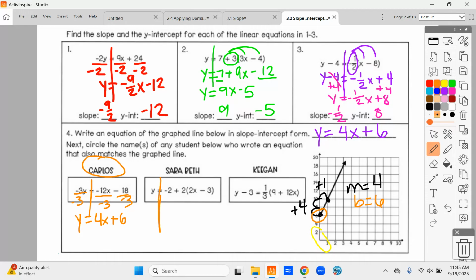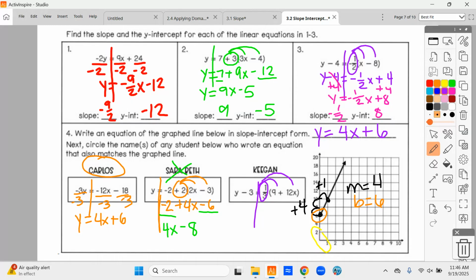For Sarabeth, we need to distribute, then combine like terms. So I have negative 2 plus 4x minus 6. So this is promising, but I still need to combine my like terms. So I have 4x minus 8. Negative 2 minus 6 is negative 8. So not Sarabeth.